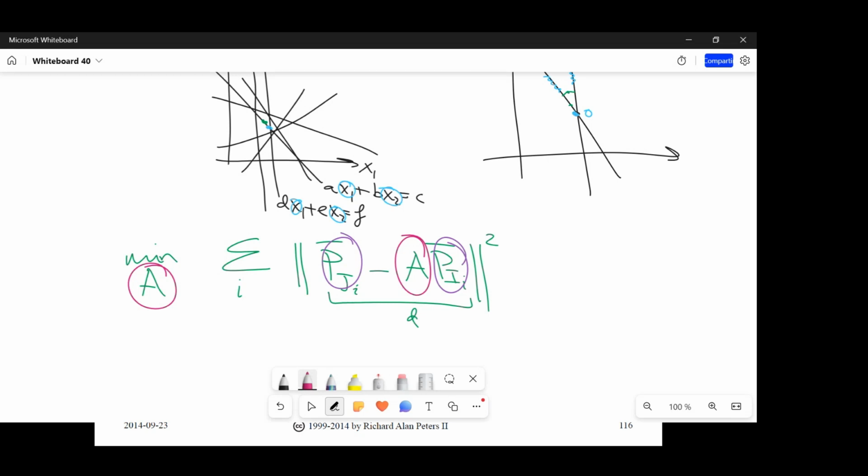No, mathematicians are not very creative. They have called it least squares because we are minimizing squares. Have you heard this before? This is a very, very important concept.